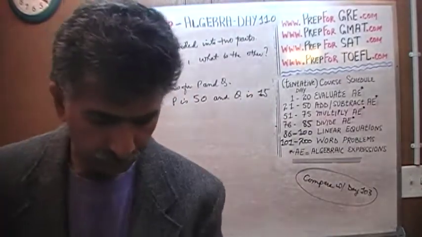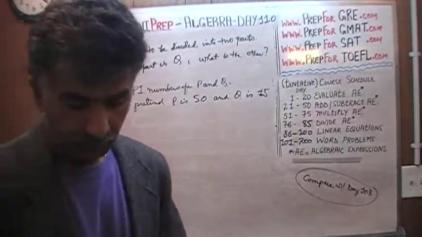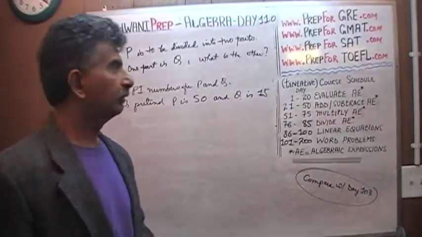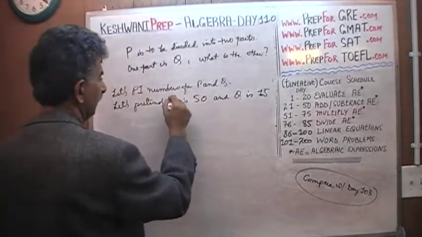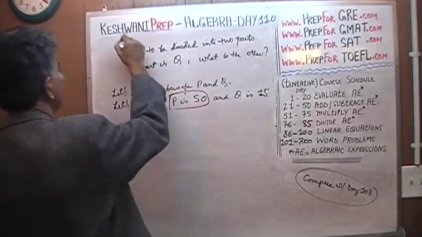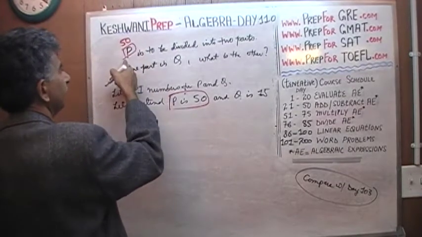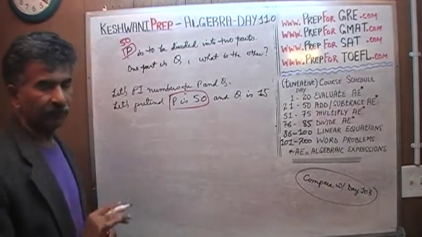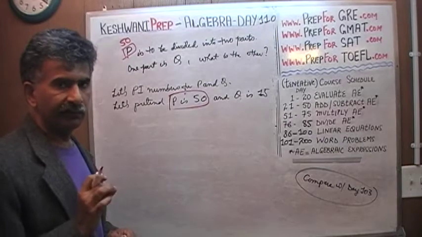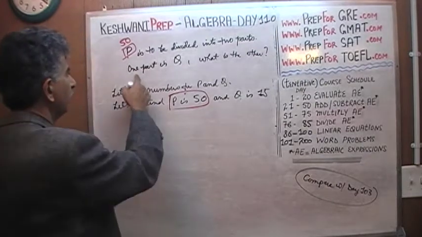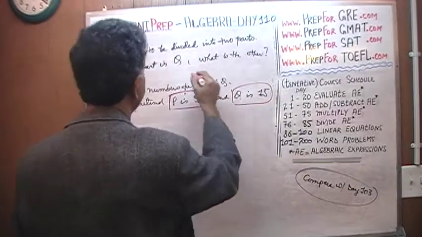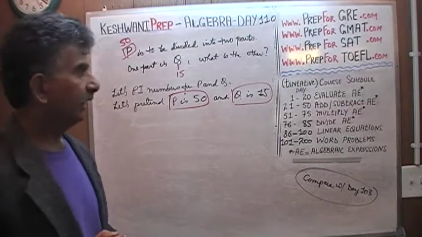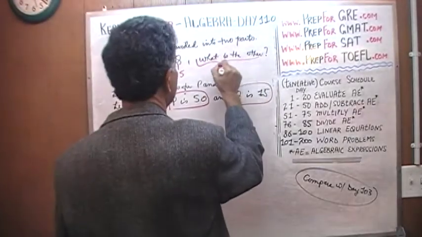So now the question is no longer an algebraic question, it is now a simple arithmetic question. Now the question reads, if P, which we have substituted by 50, if 50 is to be divided into two parts, that's the first sentence. The quantity 50 is to be divided into two parts. We are told that one part is 15. Well, if one part is 15, the other part has to be 35. What's the other part? Well, the other part is 35.